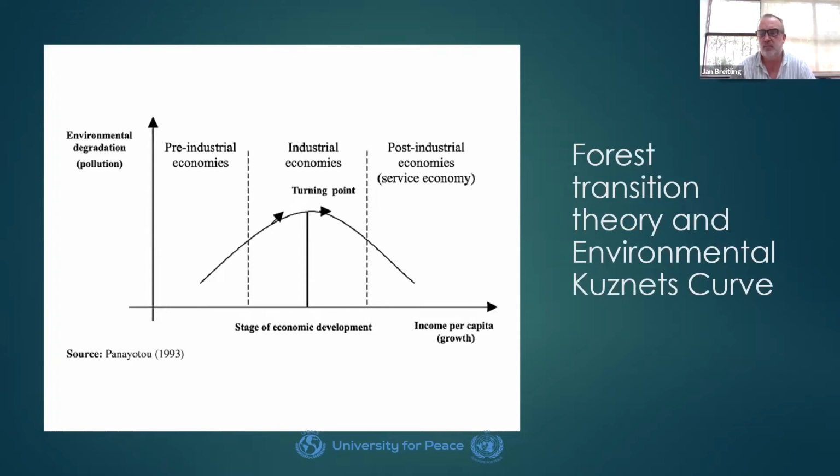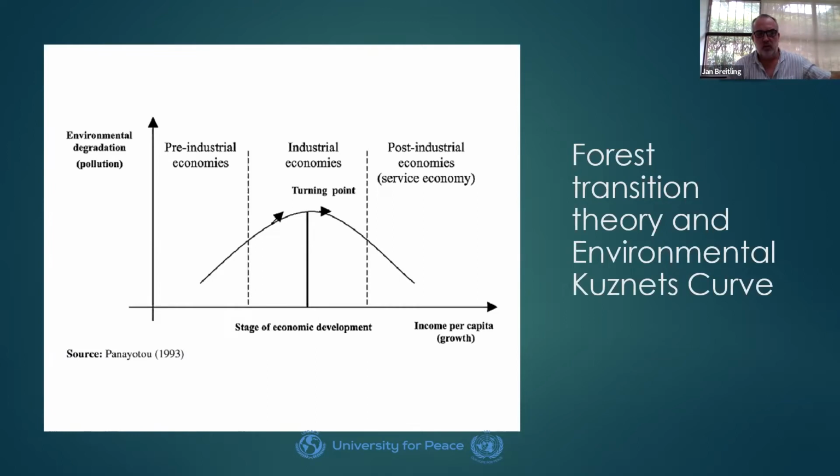So if we move that model or that observation to the environment, some people from the environmental, I think it was environmental economics, maybe ecological economics, realized that some environmental indicators would follow a similar process. So you had environmental degradation going up, right? At a certain point of development, of economic growth, these environmental impacts would start to go down again.